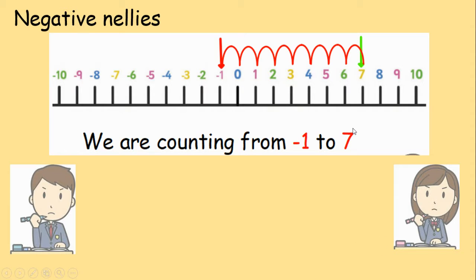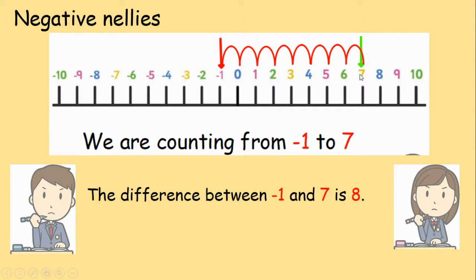To find the difference, I'm going to count from -1 to 7. 1, 2, 3, 4, 5, 6, 7, 8. The difference between -1 and 7 is 8.